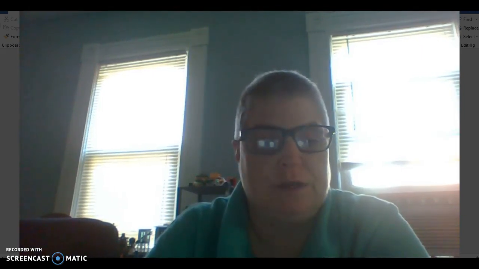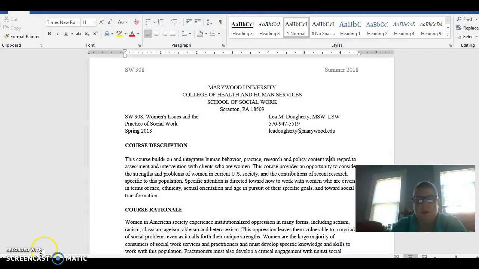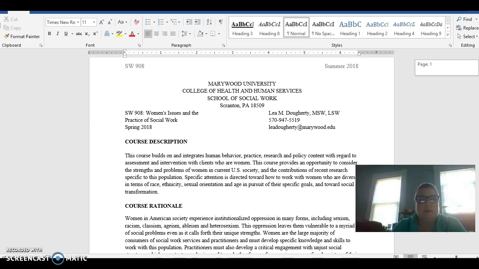I'm going to minimize the screen here into the corner, and hopefully you can see the syllabus now on the screen. The syllabus is posted on Moodle. This is Women's Issues in the Practice of Social Work. Oh, I see I have a typo. I'll fix that before it's posted up to Moodle. It says spring still there in that one spot, but it says summer up here.